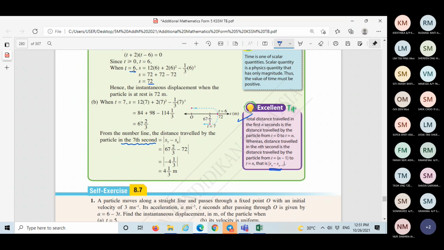It happens that t equals 6 gives S6, so you put 72 here. You will just need one more, which is S7. So S7 is this: when T is 7, replace the T with 7 to get the S. Therefore, this minus this, and you end up with a negative answer. After taking the modulus it becomes positive, because distance traveled cannot have a negative value. It's a scalar value, so no negative.